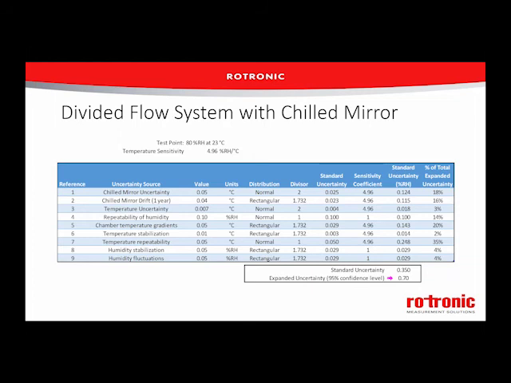This is quite a good uncertainty for a humidity calibration. Depending on the lab, sometimes this can get improved slightly, but for a divided flow system, this is actually a very good expanded uncertainty. And I'll point out that this is at 80% RH at 23C. That does have an impact on this uncertainty. At lower humidities, this uncertainty value is actually lower. But with this setup, chilled mirror, we're able to get this 0.7% RH uncertainty.